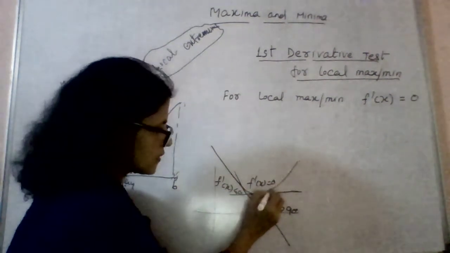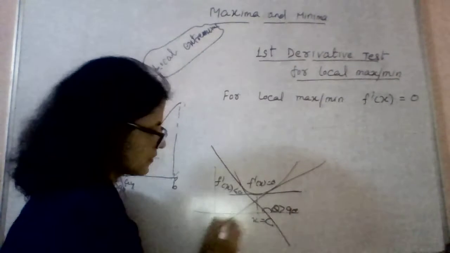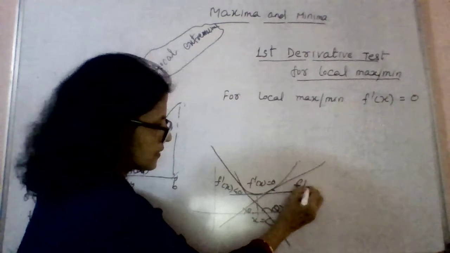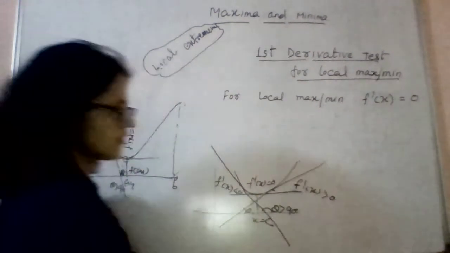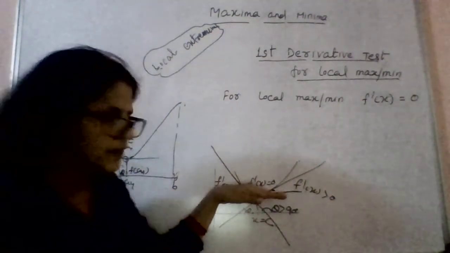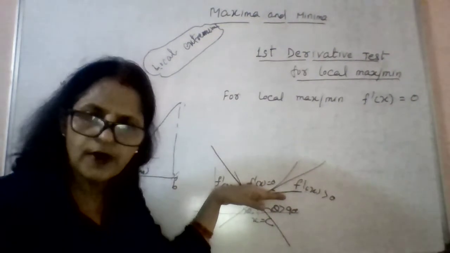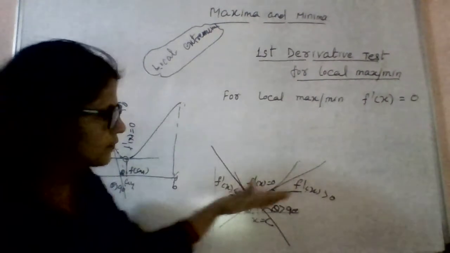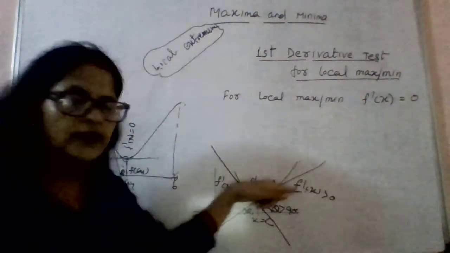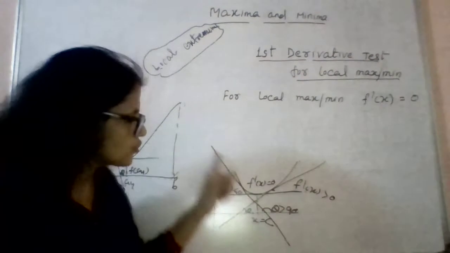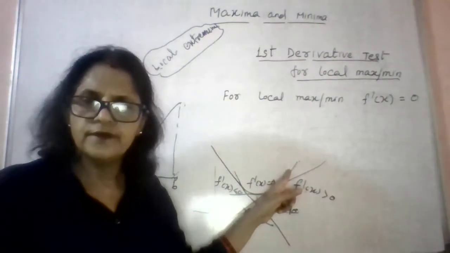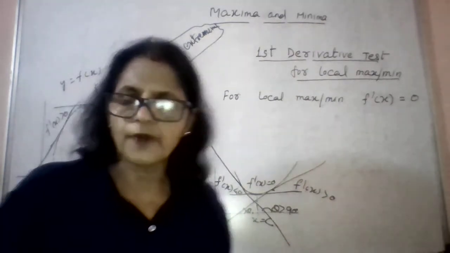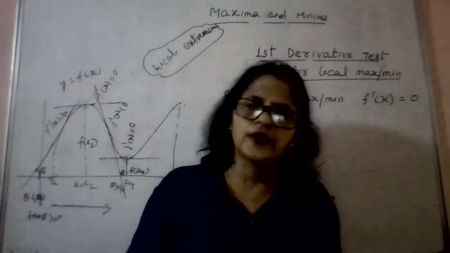Now to the right of this point, if I draw a tangent, you see here, theta is acute. So at this point you can see f dash x is greater than 0. It means at the point of local minimum, the first derivative is equal to 0. But when we move from left to right of this, the sign of the derivative, I mean f dash x, changes from negative to positive. Okay, so that is the way to identify whether the point is a point of local maximum or a point of local minimum.